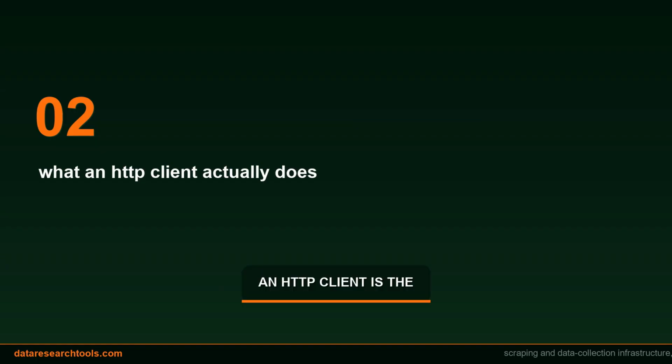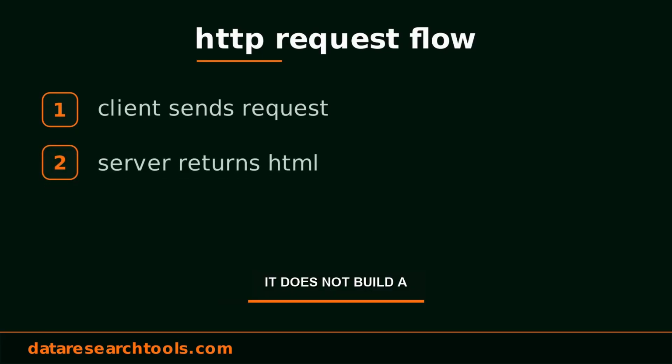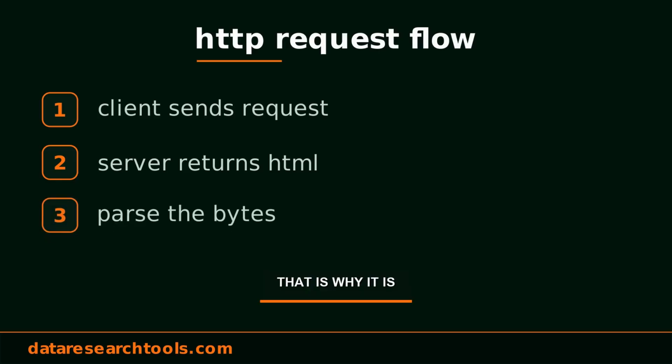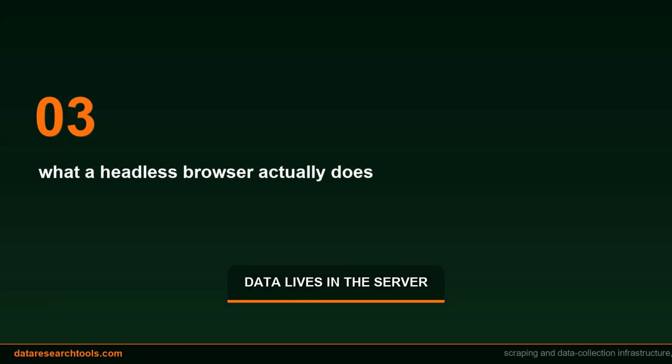What an HTTP client actually does. An HTTP client is the simple side. It opens a connection, sends a request, and hands you back exactly the bytes the server returned. Nothing more. It does not run JavaScript. It does not build a page. It does not know what a button is. It is just a raw response. That is why it is so light. There is no browser eating memory, no rendering, no waiting for scripts, so one modest machine can run hundreds of these requests at once. When the data lives in the server HTML, this is the whole job, and it is fast and cheap.